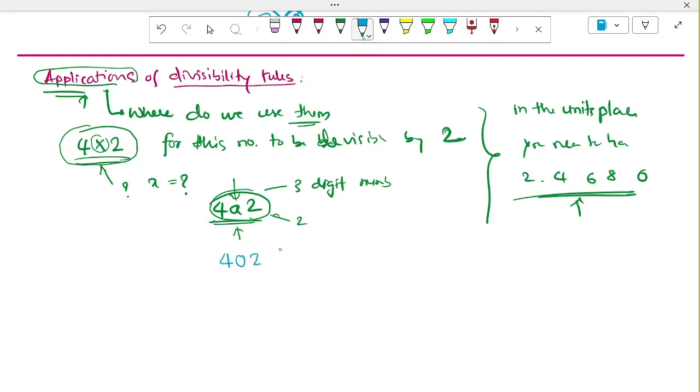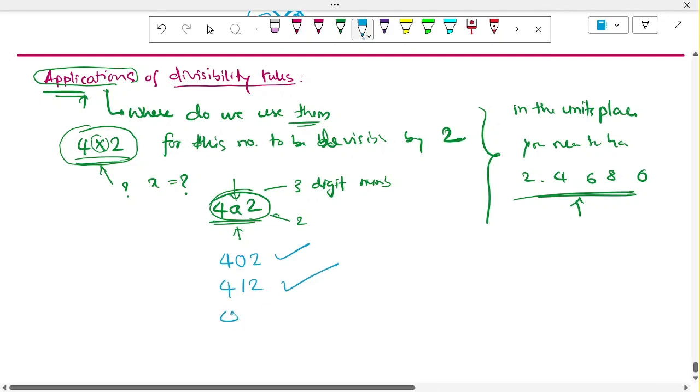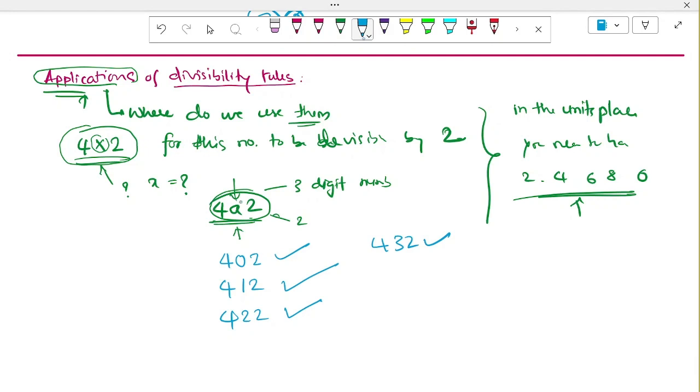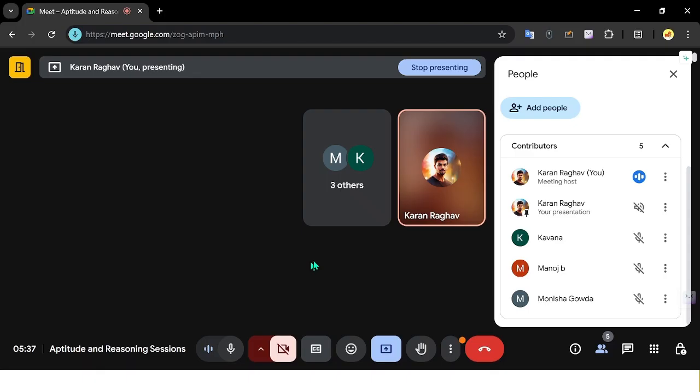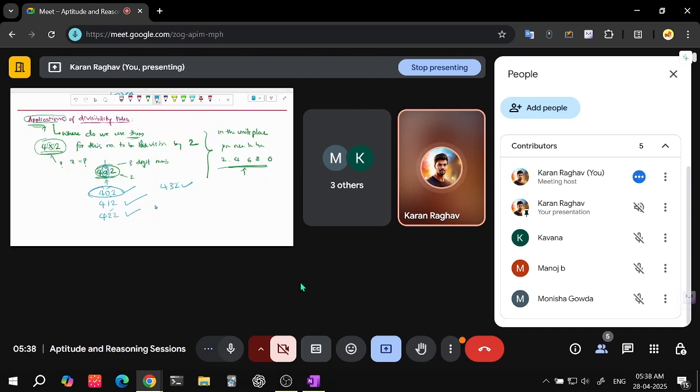So I can say that 402 is divisible by 2, 412 is divisible by 2, 422 is divisible by 2, 432 is divisible by 2. Meaning, in a's place, if I write anything, 0, 1, 2, 3, I can say that 4a2 is divisible by 2. I hope you got this question. You will get some questions of this type also. I hope this question is clear to everyone. Okay, nice.